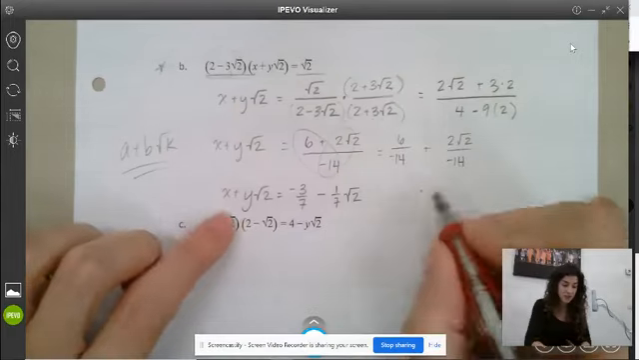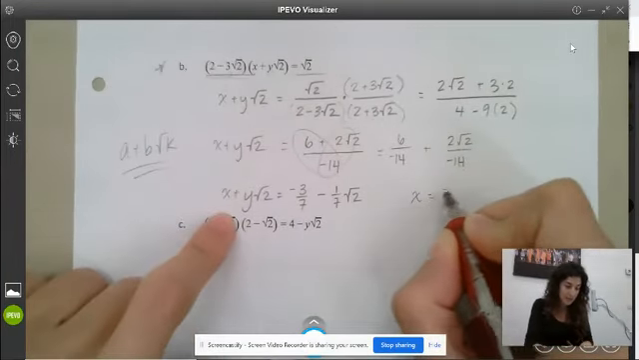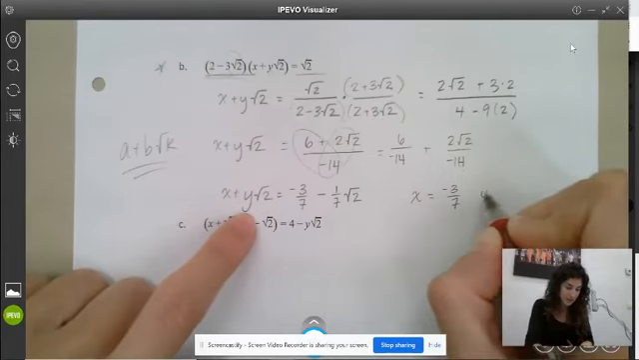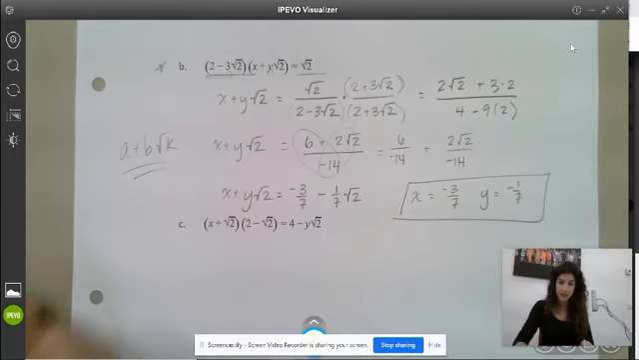Okay, because now we can see x equals negative 3 over 7, and y equals negative 1 over 7. And that is your final answer.